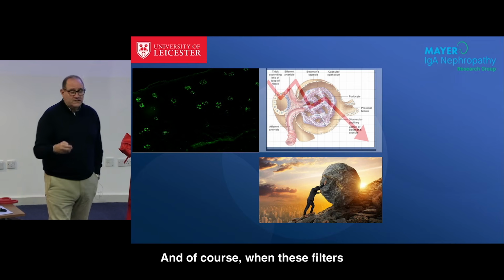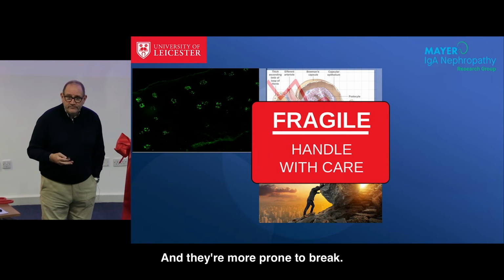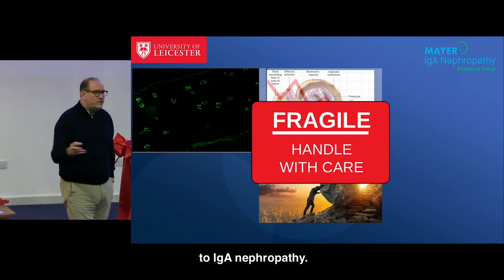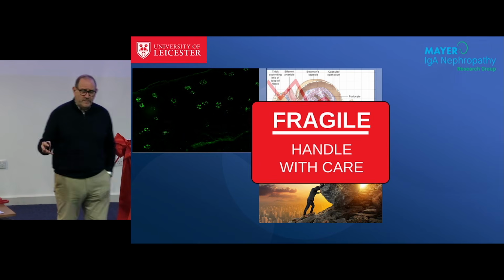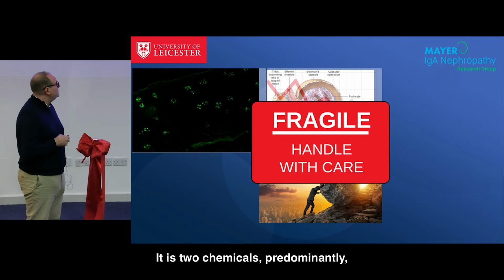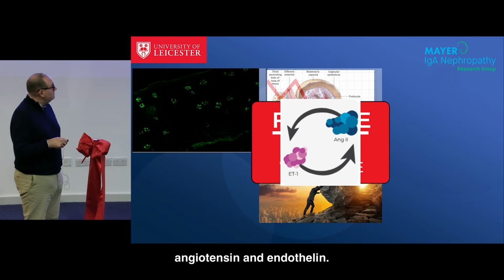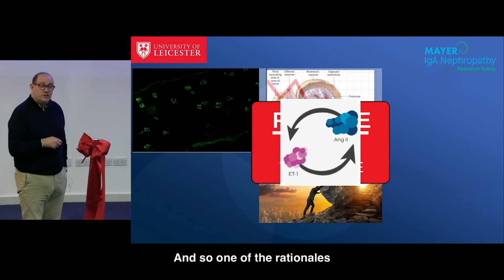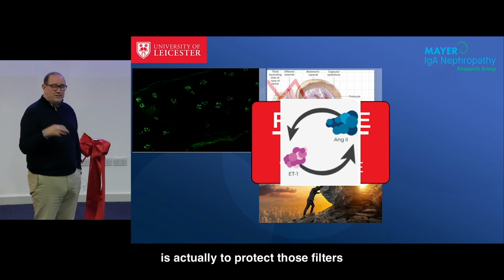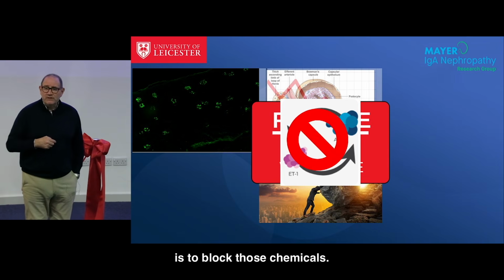And of course, when these filters are doing more work, they become more fragile and they're more prone to break. And we know that's not specific to IgA nephropathy, it's common across all diseases. And what is driving that hard work in those filters? It is 2 chemicals, predominantly angiotensin and endothelin. And so one of the rationales across many forms of kidney disease is actually to protect those filters from overworking, is to block those chemicals.